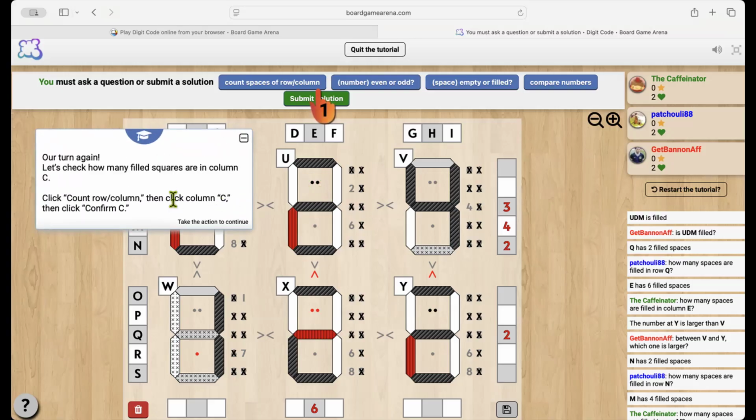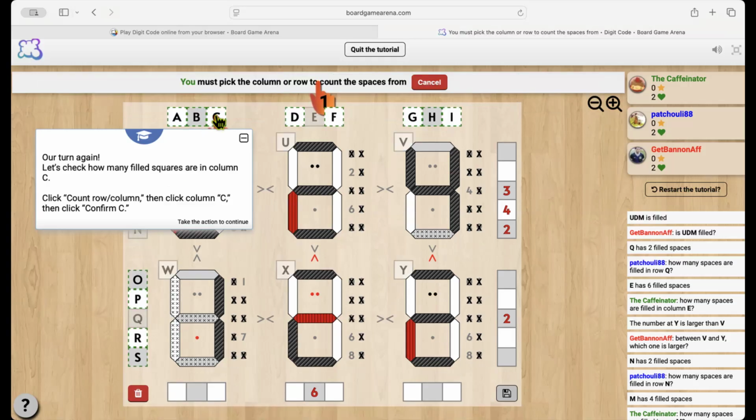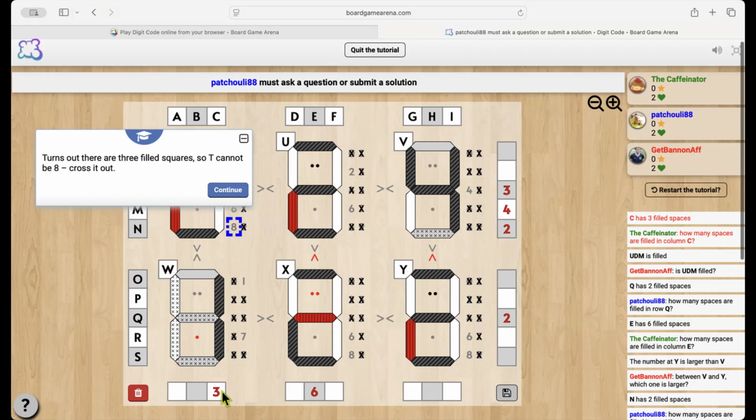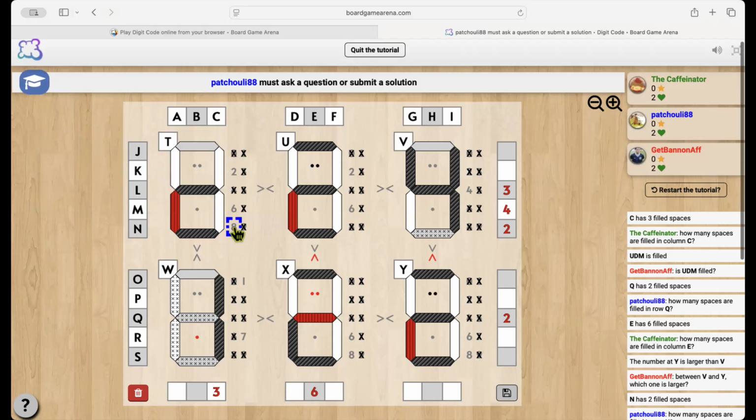Our turn again. Let's check how many filled squares are in column C. So count how many spaces in column C. Now there's 3. Turns out there are 3 filled squares, so T cannot be 8, because we already have 2 here.